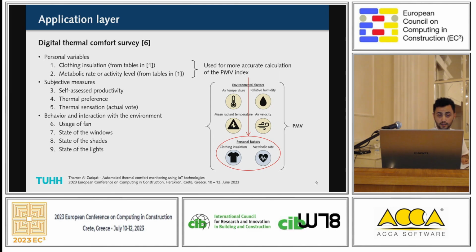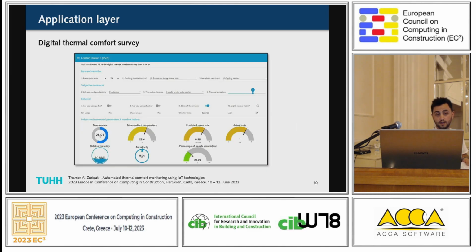And also here we have some behavior interaction with the environment. Is there a fan in use? What is the state of the windows, of the shades, and also of the lights?